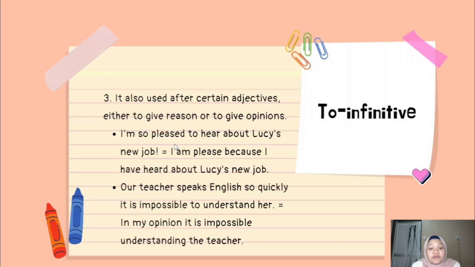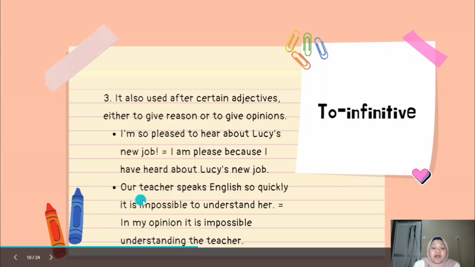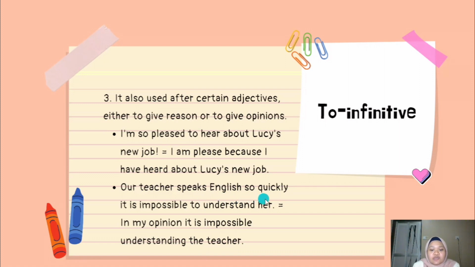So now you are going to change the sentence to give a reason or give an opinion. Alright? So here it is after you have changed: I am pleased because I have heard about Lucy's new job. Okay? So she gave the reason, which is because. Don't worry, we have a second example. Don't get confused, alright?